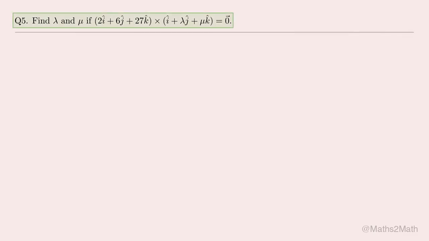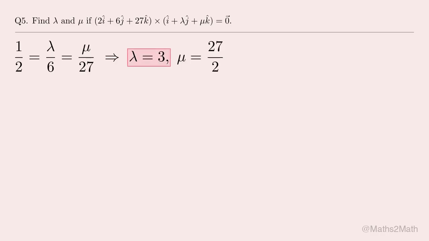Question 5. A zero cross product means parallel vectors. The components are proportional. The second vector is half the first. Lambda is 3, mu is 27 halves.